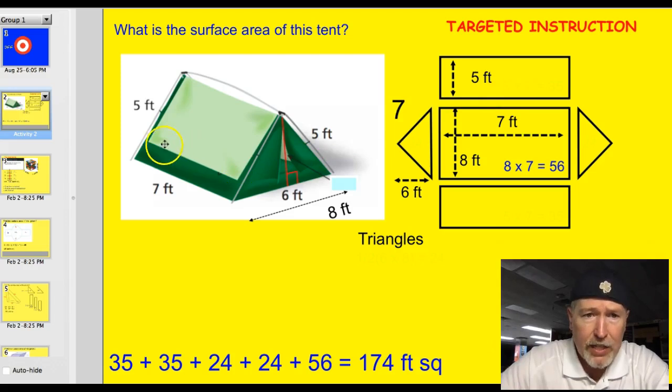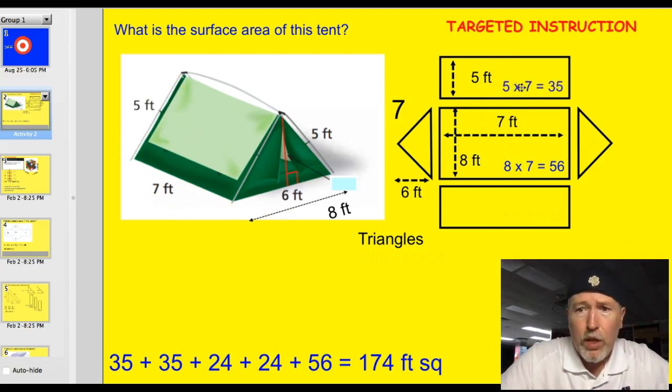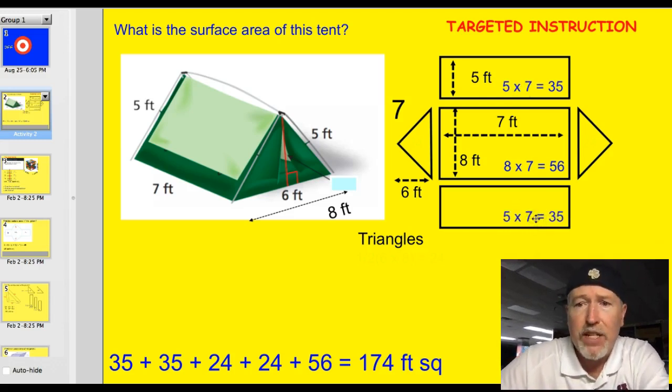The two sides, they're 5 foot by 7 foot. So each of those will come out to be another 35 feet. And here's another 35 feet down here for the second side. Triangles are a little more difficult because we have to figure out the base times the height. So we have 8 times 6. It'll be half of that, which is 24.